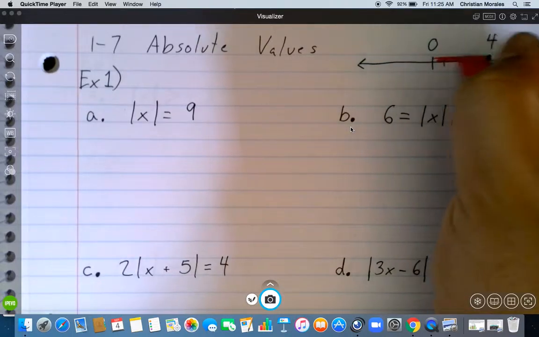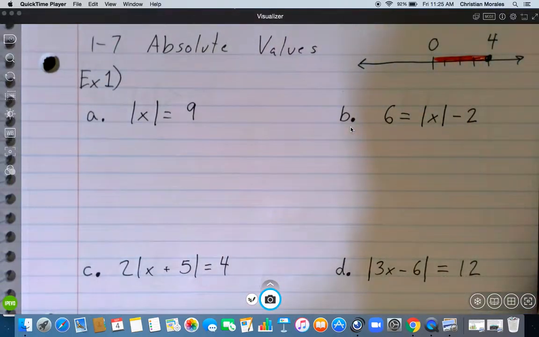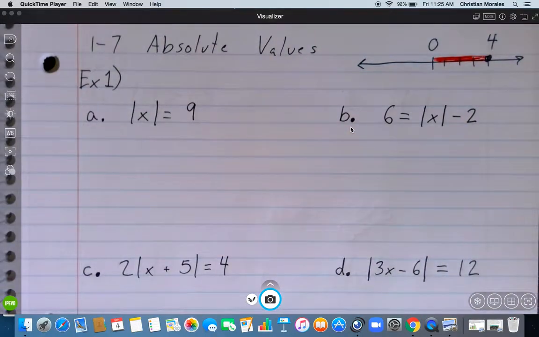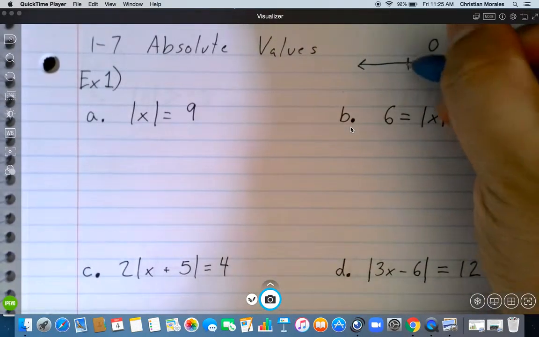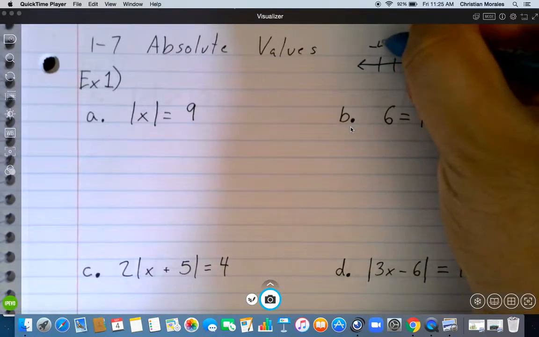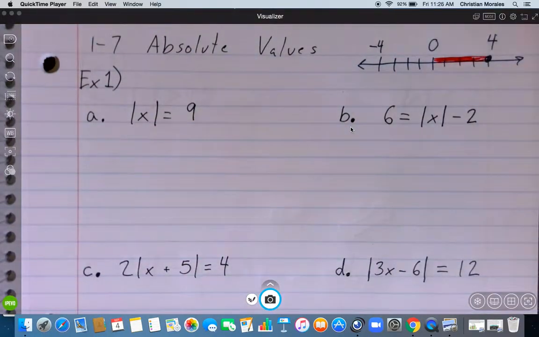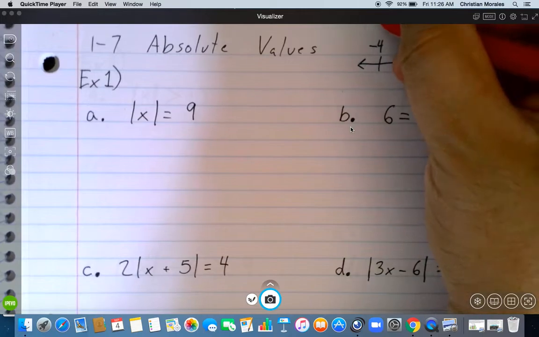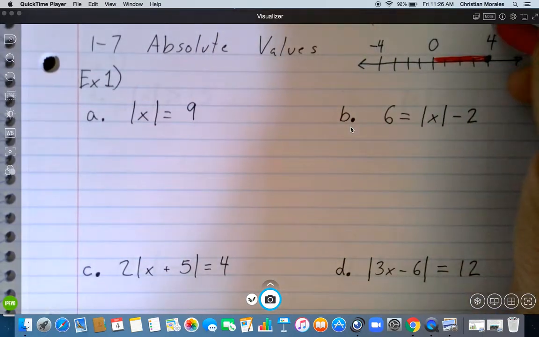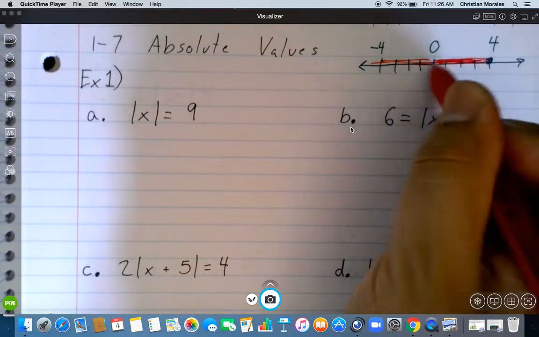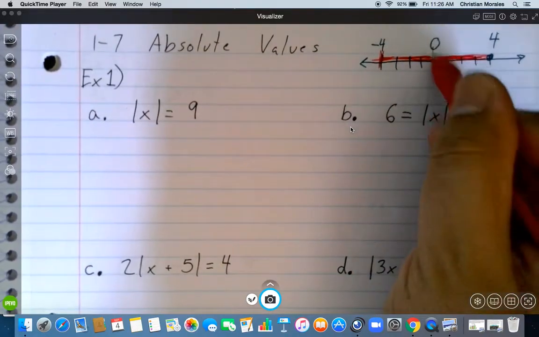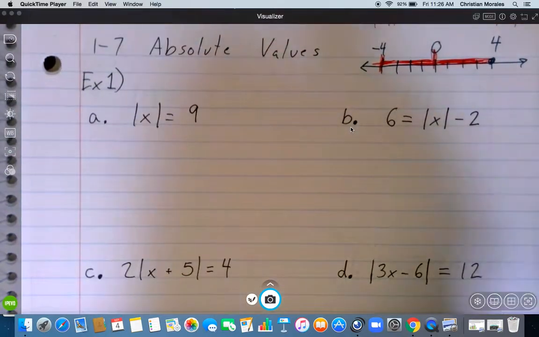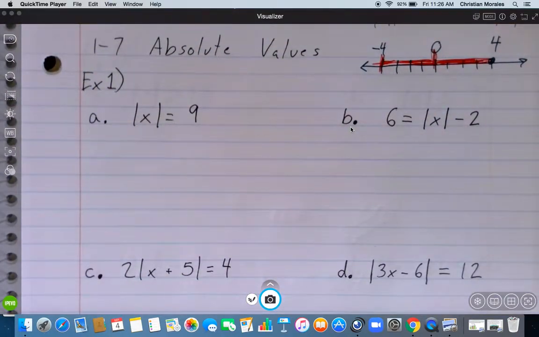How far away is it? It's 4. And if I ask you, what is the absolute value of -4? How far away is -4 from 0? I'm asking you, what is the absolute value of -4? So the absolute value of -4, or the absolute value of 4, is 4. They are from here to here, 4 units away. All right? So that's what we're talking about. How far away from 0 is it?